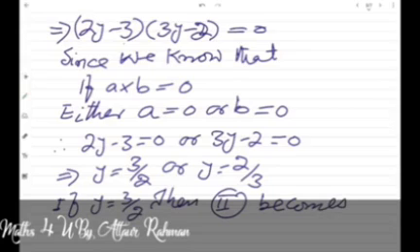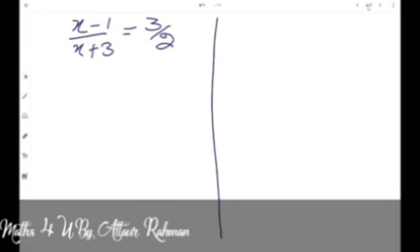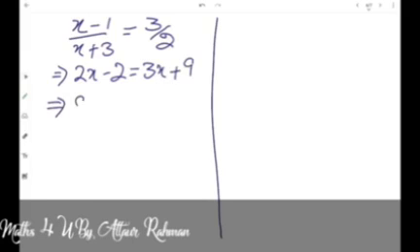So we will replace y is equal to 3 upon 2 in equation 2 to get the value of x. That is, (x minus 1) upon (x plus 3) will equal 3 upon 2. Now this equation can be solved by cross multiplying. We get an equation like this, that is 2 into (x minus 1) is equal to 3 into (x plus 3). Now solving this, we will get the value of x as x is equal to minus 11.